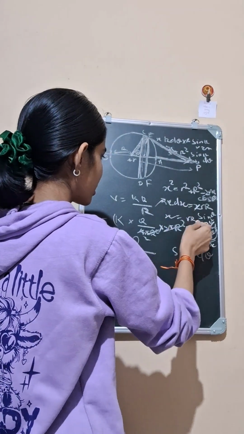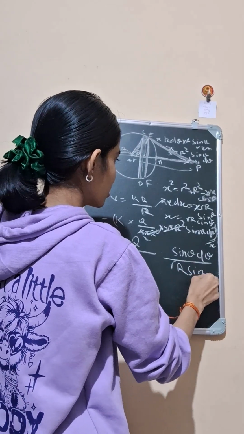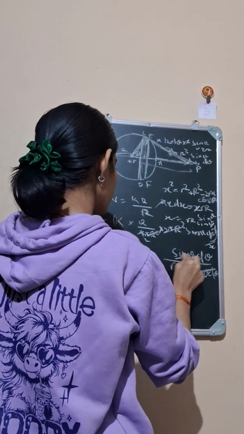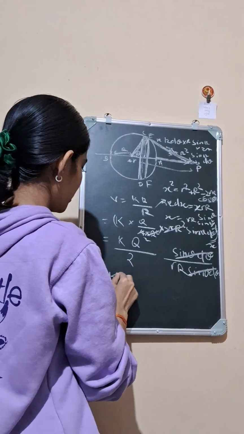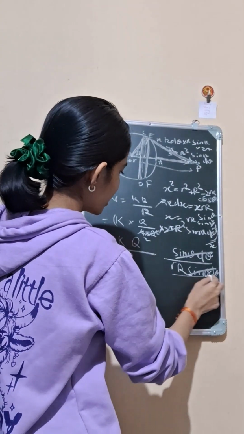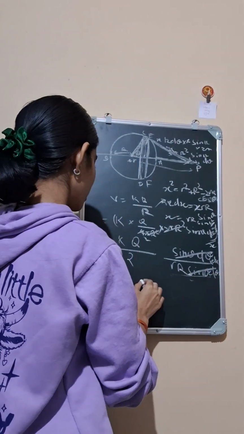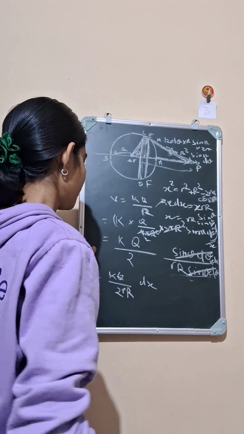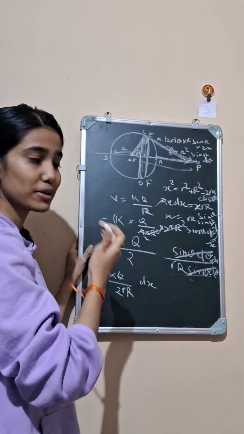Here I can replace x with capital R small r sin theta d theta. Sin theta d theta will cancel out. Now I have k q by 2 R r, and dx will get multiplied into it, taking this constant out. We have to integrate this to calculate the potential due to the complete sphere.